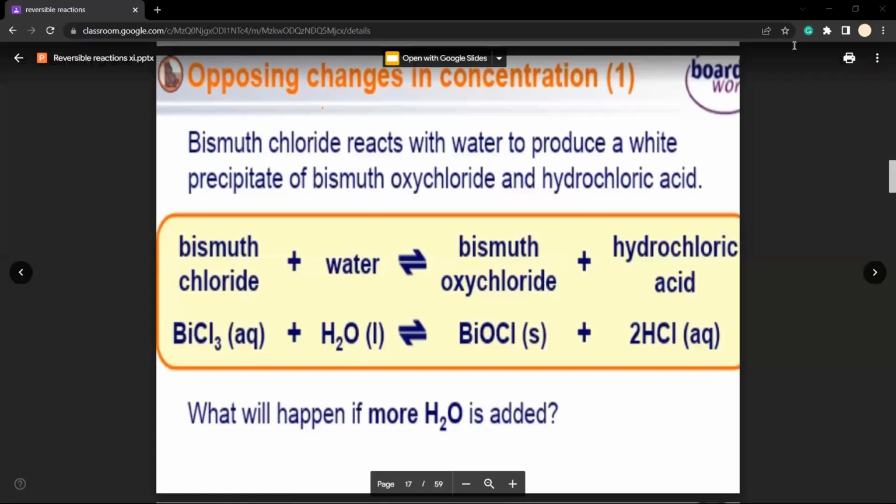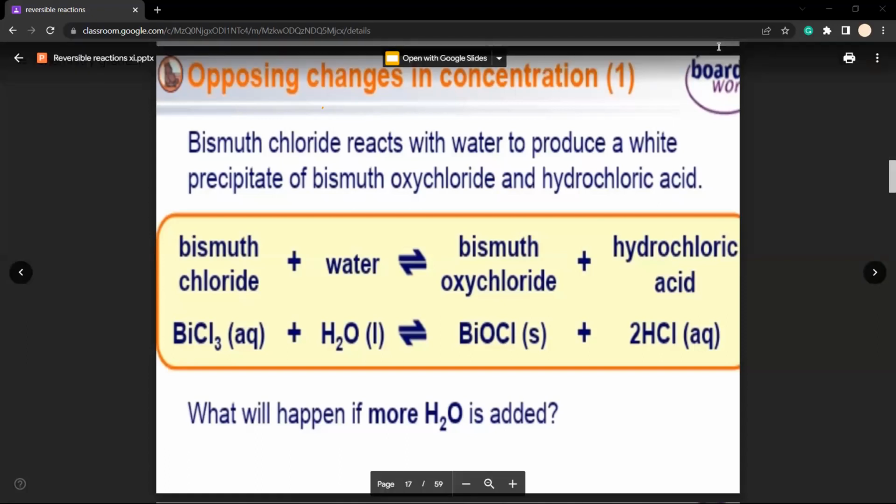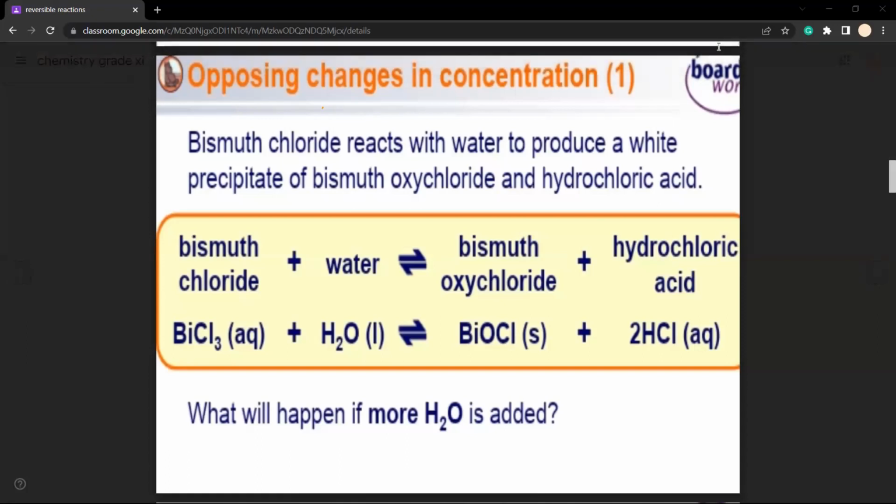Just let me take one example. The example is how the concentration changes the reversibility. In the case of bismuth chloride, which reacts with water to produce a white precipitate of bismuth oxychloride and hydrochloric acid. So this is BiCl3, bismuth chloride, reacting with water. It's a reversible reaction forming bismuth oxychloride and hydrochloric acid.